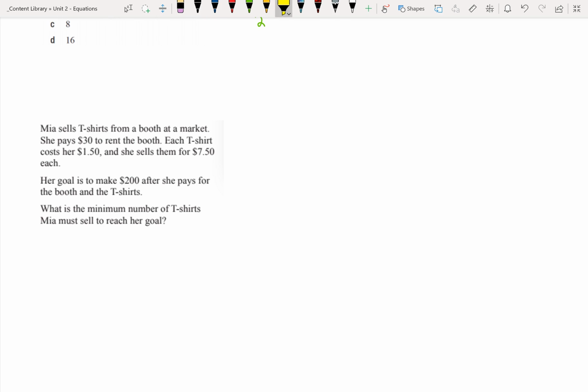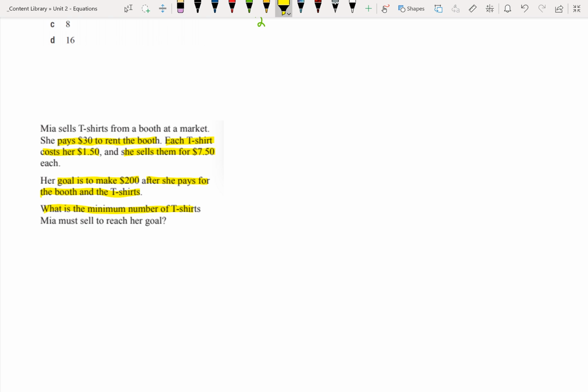So there's plenty of things here to highlight. This one would be helpful to read again and definitely go through and highlight. Some key things: she pays $30 to rent the booth. Each t-shirt costs her $1.50. She sells them for $7.50. Her goal is to make $200 after she pays for the booth and the t-shirts. What is the minimum number of t-shirts she needs to sell?